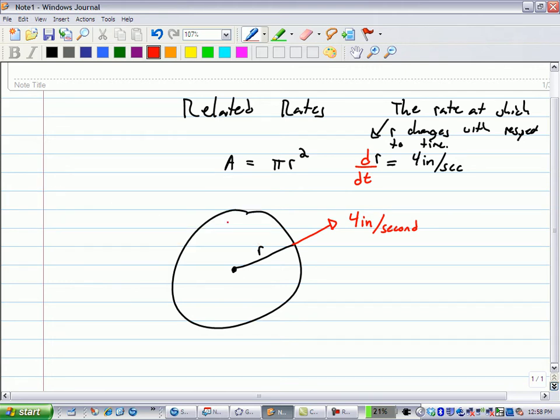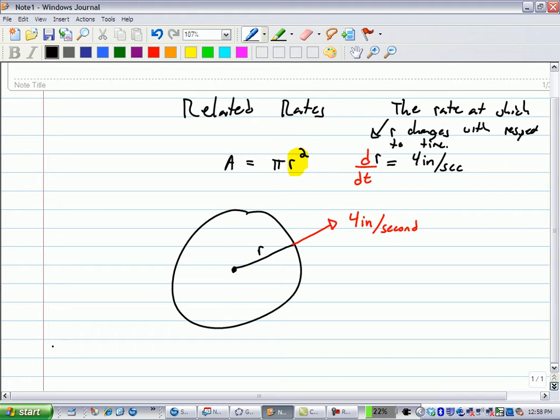So the big idea here is, you have this circle, okay? Its radius is increasing at a rate of 4 inches per second. Now we want to talk about how the area is changing. Is the area always changing by the same amount? Or is it? Okay, you guys are pointing to the squared. You're saying, okay. Let's write this question out.